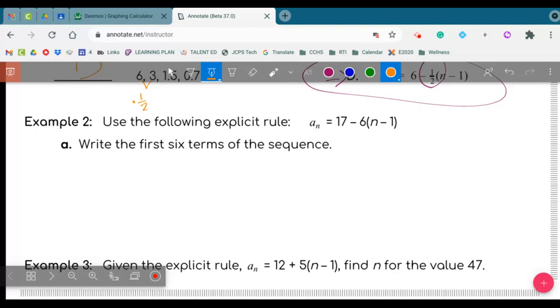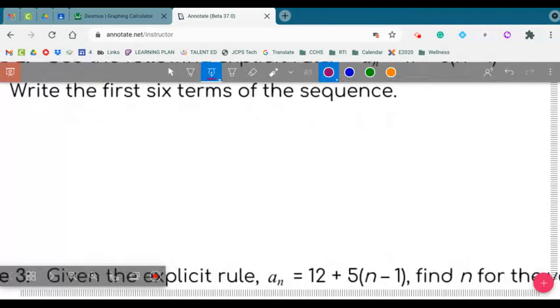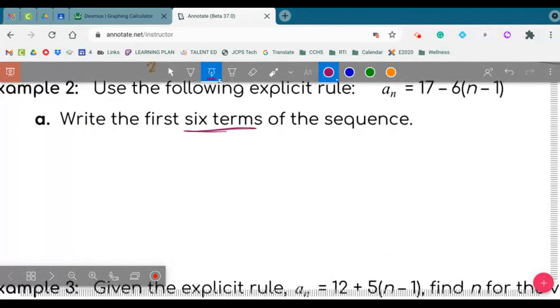Example 2 says use the following explicit rule. So we're going to have to do some stuff with this explicit rule. The first thing says write the first 6 terms of the sequence. So we have to make sure we read our directions because this one's 6 terms. So we're going to write 6 lines.